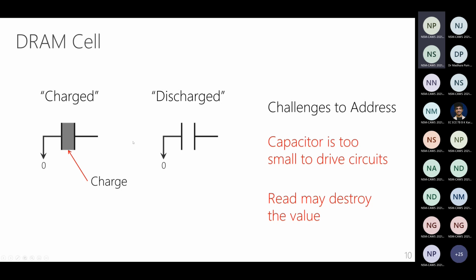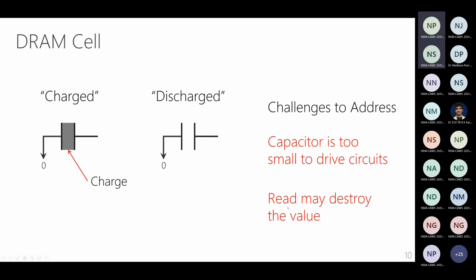there are some challenges in using a capacitor to build a memory device. So what are the challenges? The first challenge is a capacitor is too small to drive any circuit. The amount of charge that I can store in this can never drive any real circuit. There's not sufficient charge to drive current through, or provide enough voltage for me to read data.